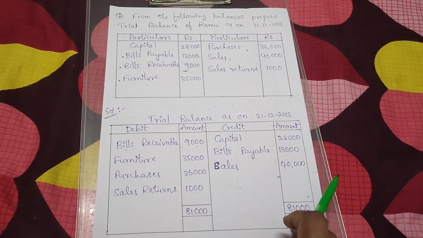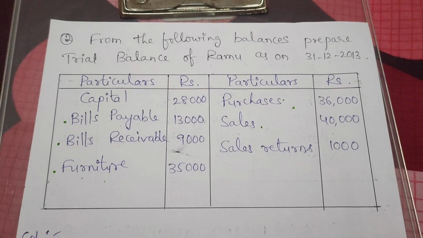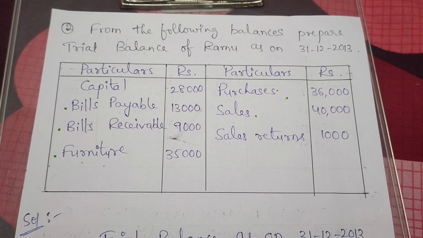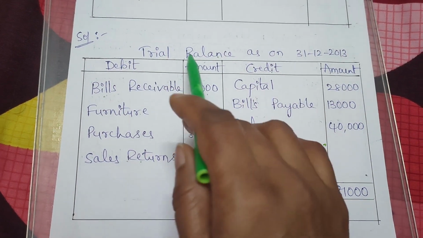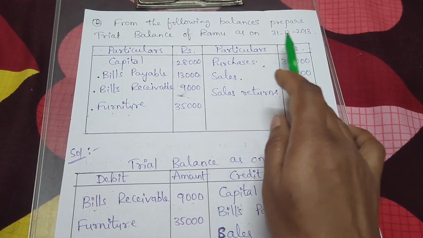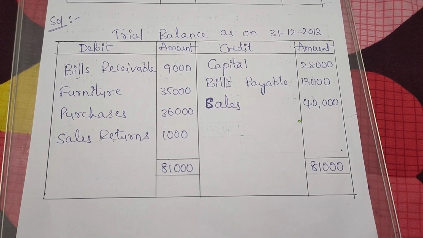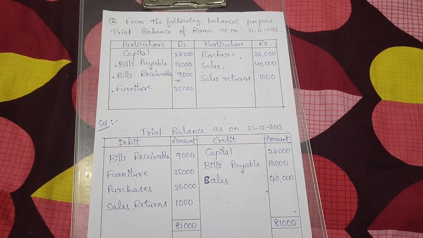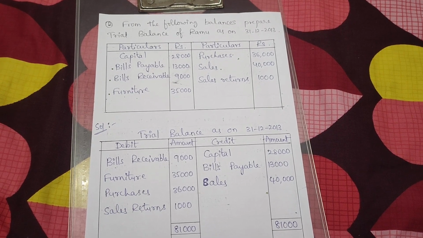I'll show the question as well as the answer once. I'll zoom in. See here, this is the question. And next, we did the solution for that down here. On the top, I mentioned trial balance as on 31st December 2013. Whatever date is given in the question, that same date we should record. See both at a time. Hope this is clear for everyone. Let us move to the next question now.